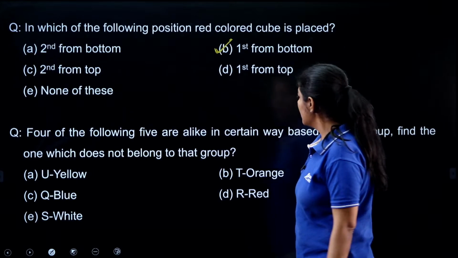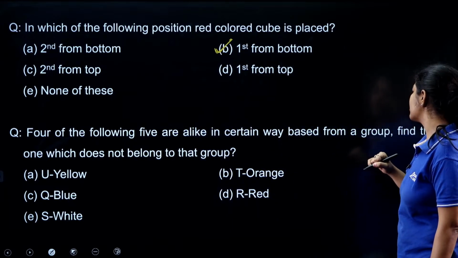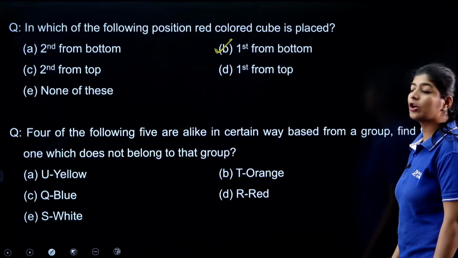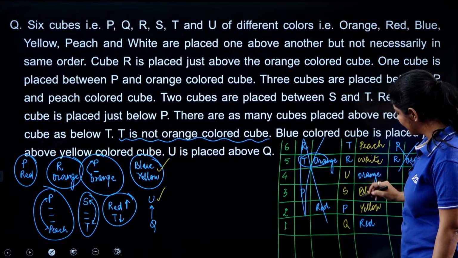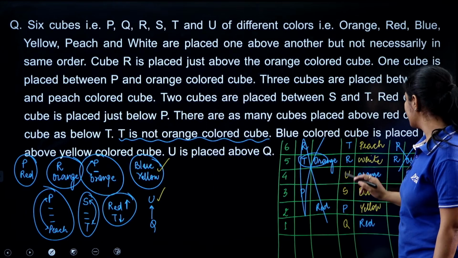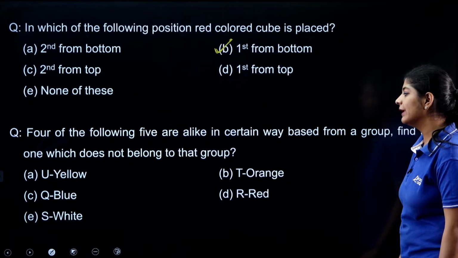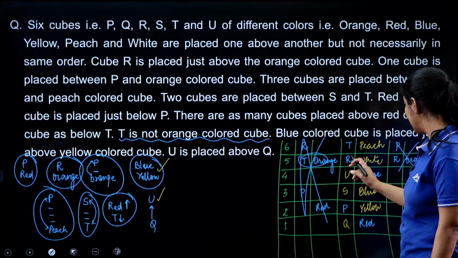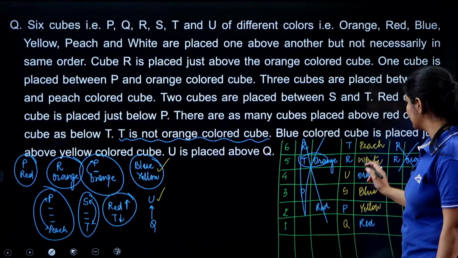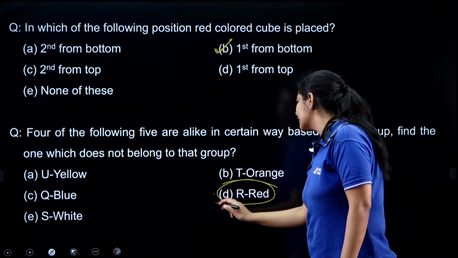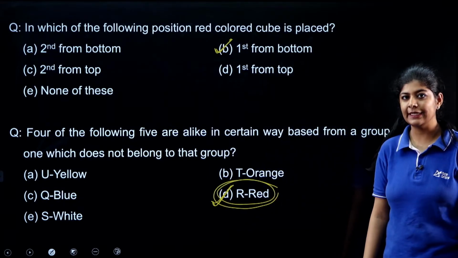Next. The next one is: 4 of the 5 are alike in a certain way based on a group. Find the one that does not belong to the group. U yellow, there is a gap of 1. T orange, again there is a gap of 1. Q blue, there is a gap of 1. R red, there is a gap of 1, 2, 3, right? And the last one is S white, again there is a gap of 1. So the odd one out is option number D, right?